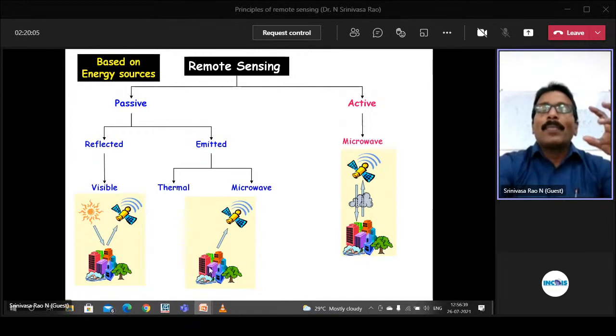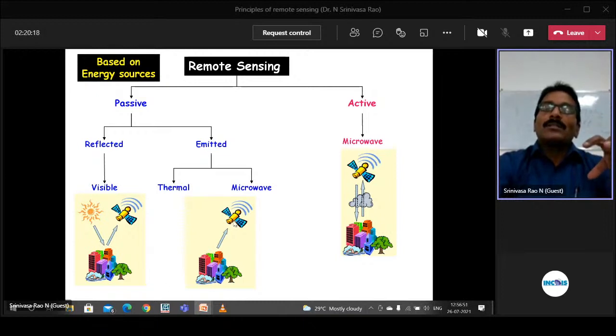At the same time, based on the body temperature, it emits radiation, and that emitted light we are capturing. In both cases, the incident light is natural sunlight, and here, based on the body temperature, it emits that radiation. This one is emitted remote sensing. These two kinds we call passive remote sensing. So the further classification of passive remote sensing is reflected remote sensing and emitted remote sensing.